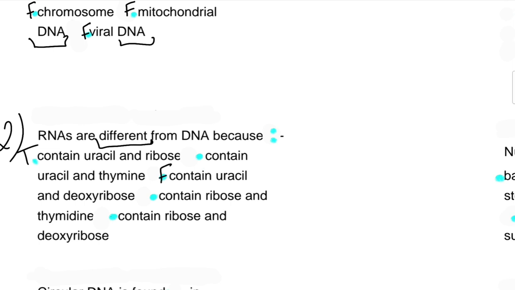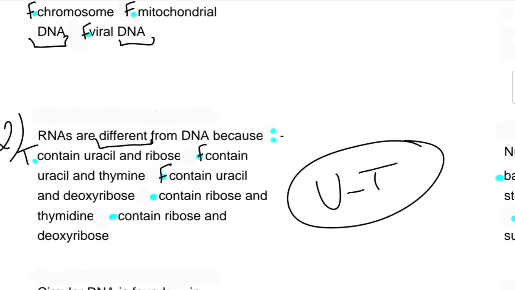This is false. Oh, we didn't do the first one. Contain uracil and thymine? This is also false, because RNA does not contain thymine. It's either uracil or thymine, one of them. Because these two nitrogenous bases, they replace each other. They contain ribose and thymidine. This is wrong, obviously. There's no thymidine in DNA or RNA.